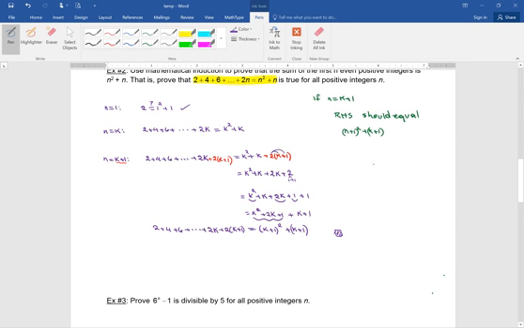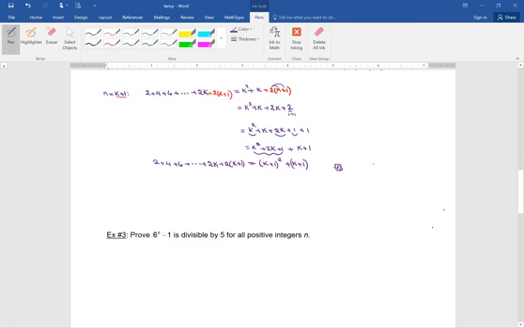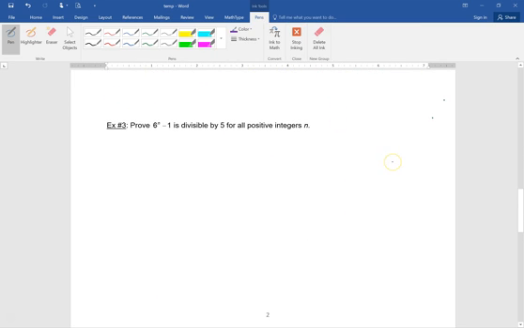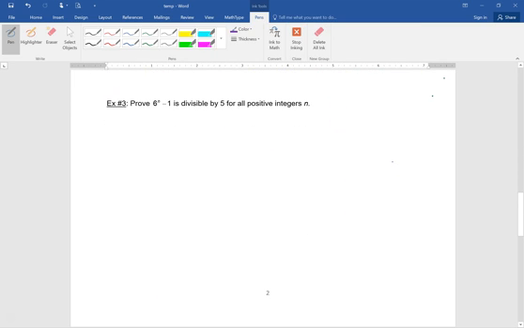All right? So that's one type of statement. Another type of statement are these divisibility statements. So look at this one. It says, prove 6 to the n minus 1 is divisible by 5. Let's just try this for a minute.